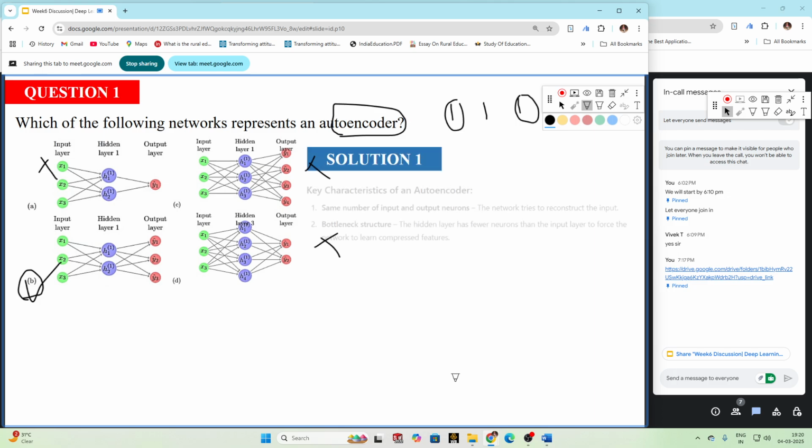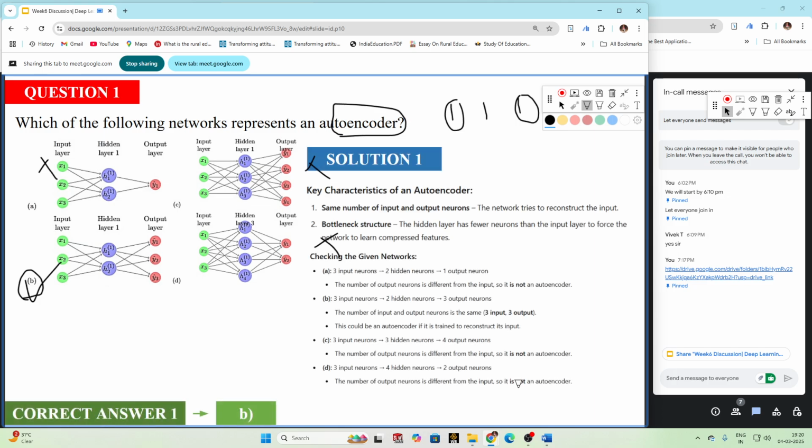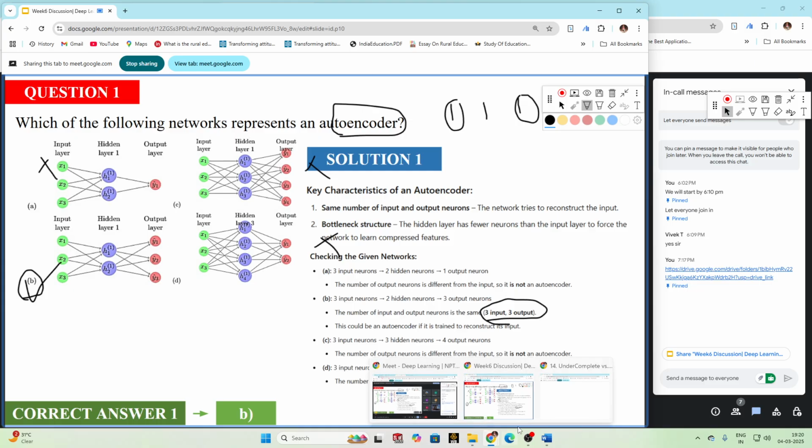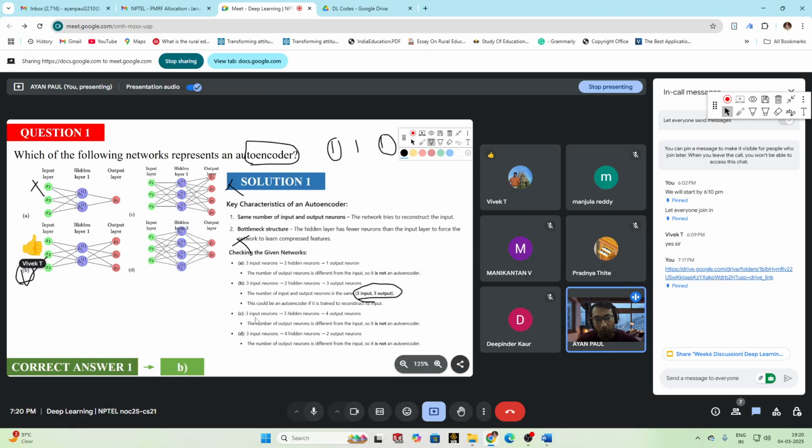Okay. So B, because 3 input and 3 output. So option B is your right answer. So is it clear to all of you? Yes, sir.